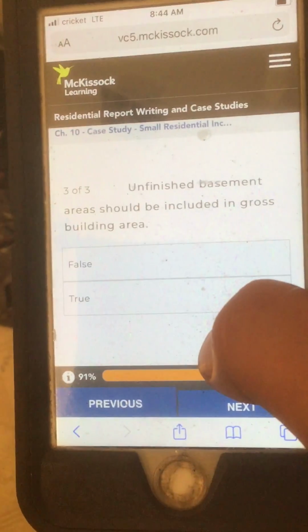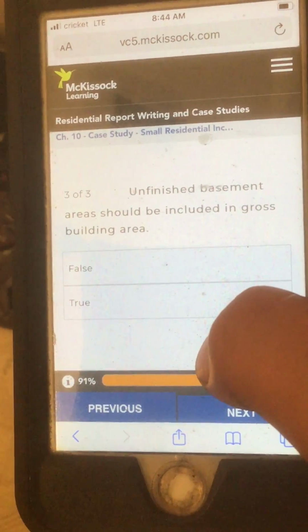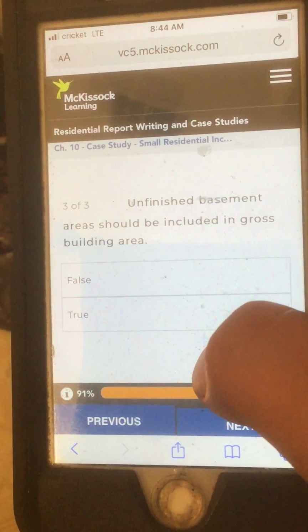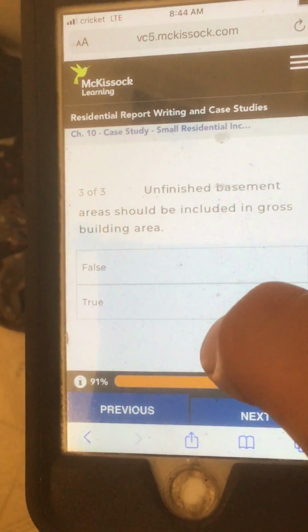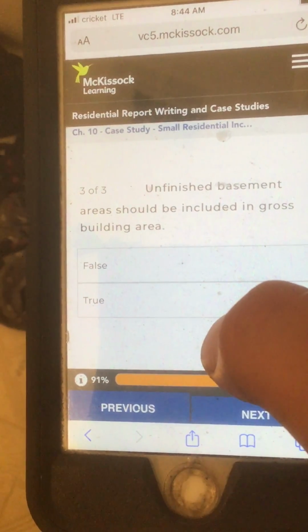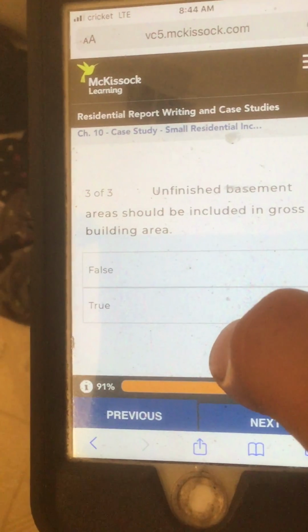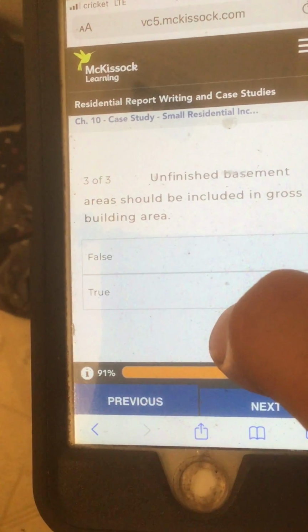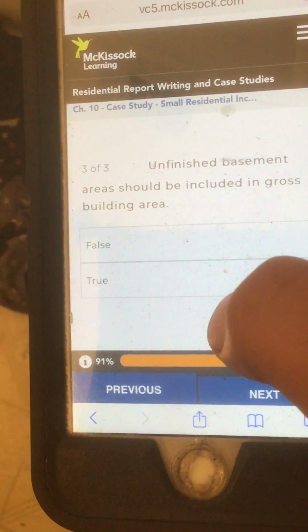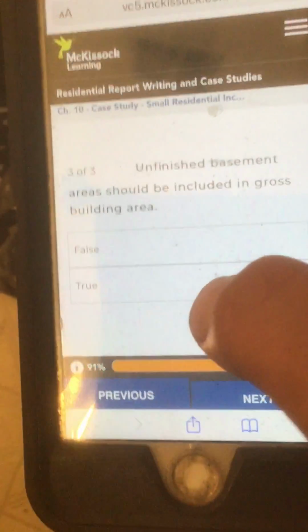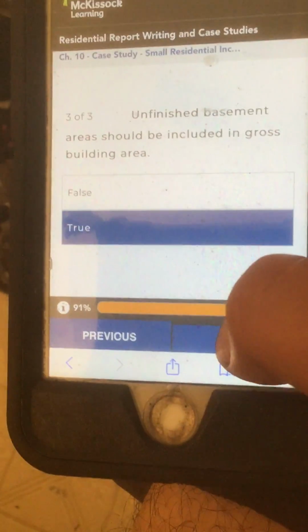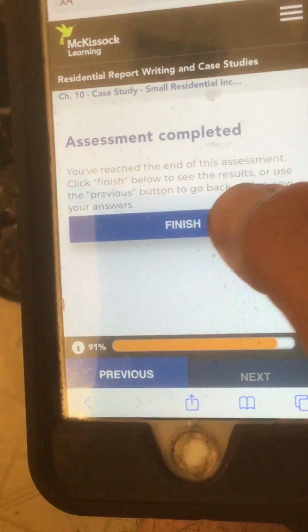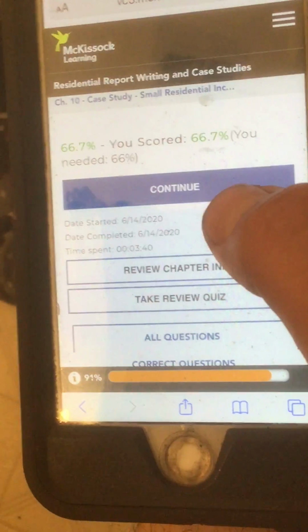Number 3, unfinished basement areas should be included in gross building area. True or false? I'm going to go true. I'm not familiar with if it had been finished or unfinished. Assessment completed. You got a 66.7.